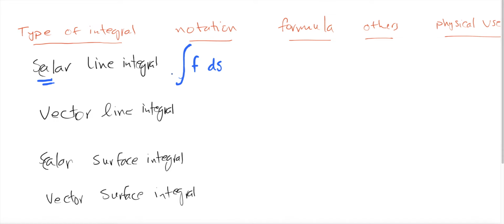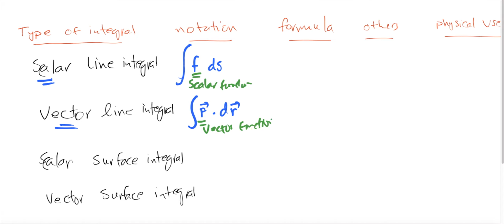And in this case, f can be a function of two variables or a function of three variables, right? In calculus 3. And so this one is a scalar function. Then you have vector line integral, which you're expecting a vector function. So vector field F dot dr, and here F is a vector valued function, versus scalar valued functions.